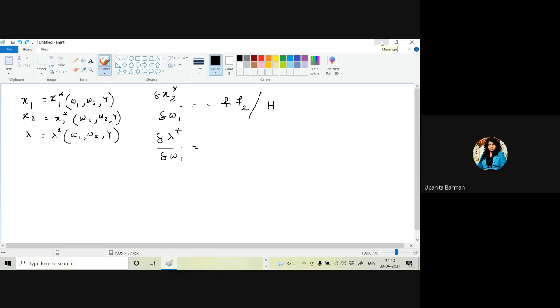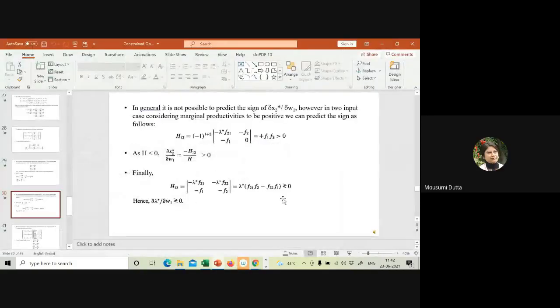Ma'am, can you show the previous slide once? Yes. Ma'am, in the H12. H12, yes, the last one has lambda, you are right. Yes, Supanita. So when we are shifting to the next step, like for del x2 star by del w1, why does it become minus h12?